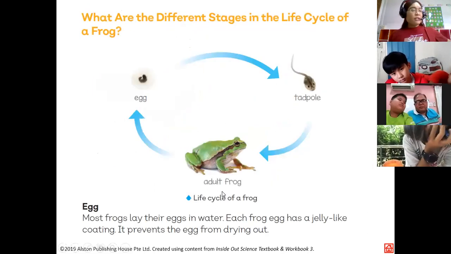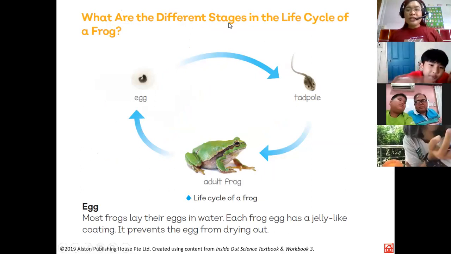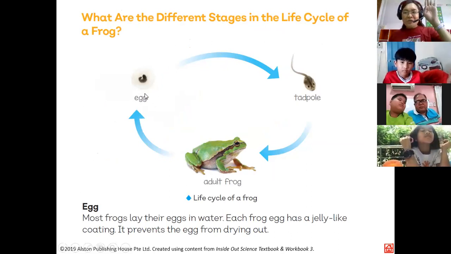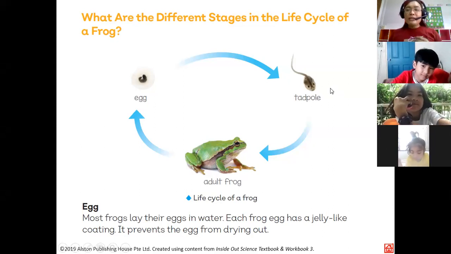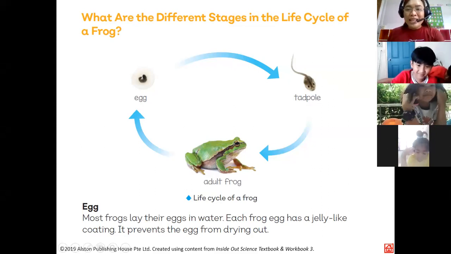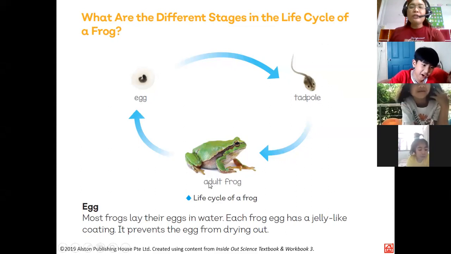All right, now let's proceed to the life cycle of a frog. Okay, what are the different stages in the life cycle of a frog? So there are three stages. What is the first stage, anyone? Turn on your microphone if you want to say. Egg. Egg, very good. And after a few days, the egg will hatch. It will become tadpole. What is this? Tadpole, very good. And after a few weeks or a few days, tadpole will become a? Adult frog. Very good, adult frog, okay.